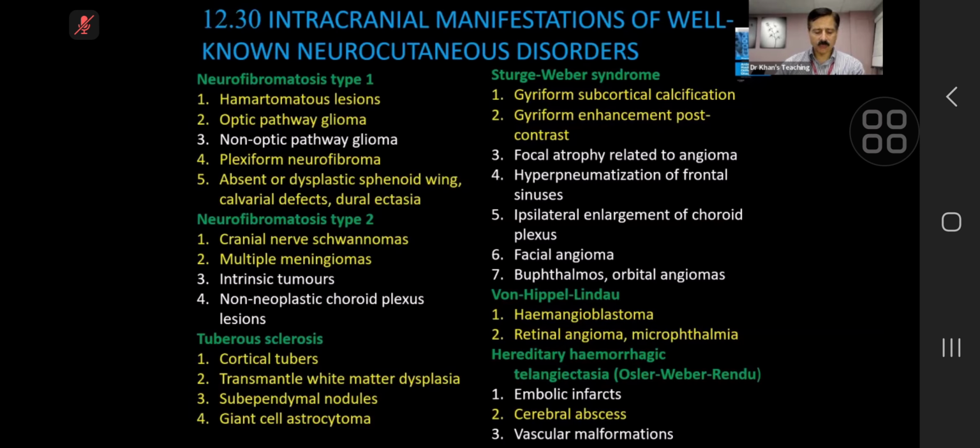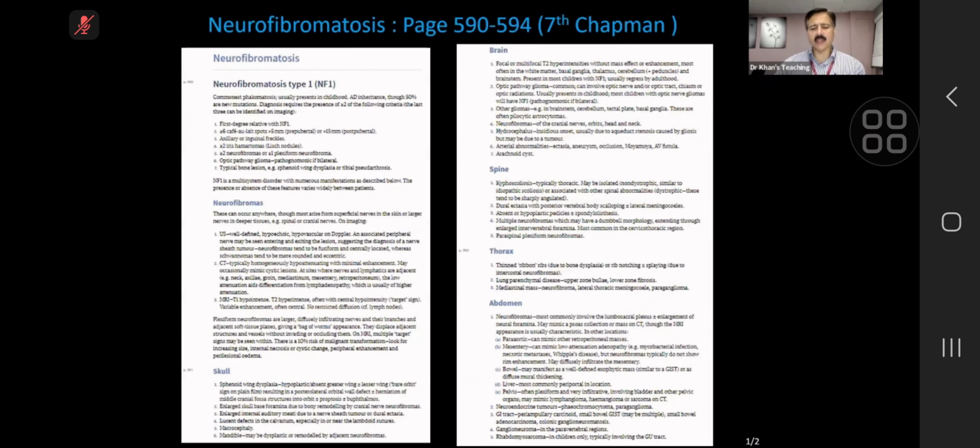blatant type of cases. Now, phakomatosis, this is from your old Chapman, where phakomatosis is, this is the 6th edition: NF1, NF2, tuberous sclerosis, Sturge-Weber, von Hippel-Lindau, hereditary hemorrhagic telangiectasia, etc. But in the new Chapman, if you go to the second part, you will see a sort of summary of NF1, etc., and von Hippel, etc. So in the second part, it is given.